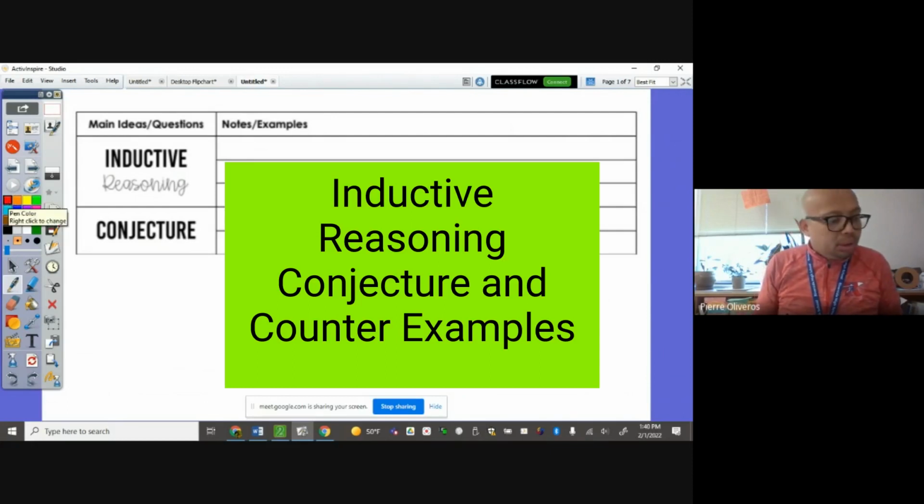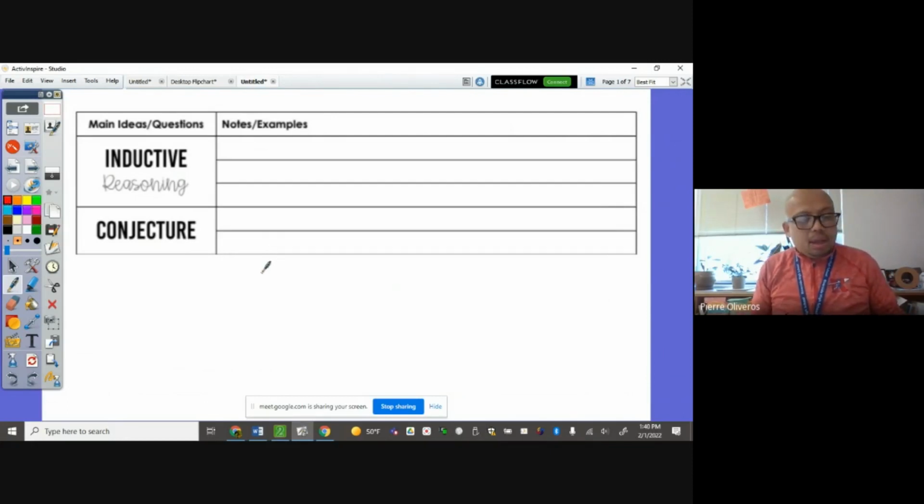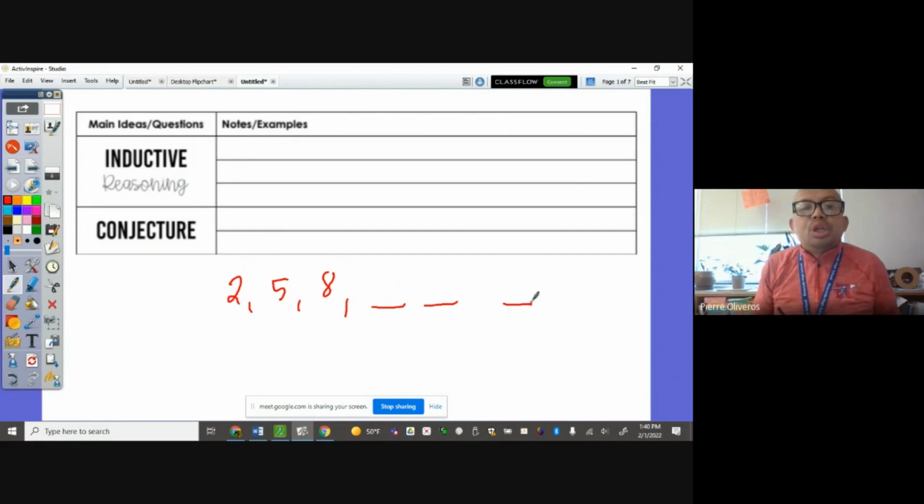Today we're going to learn about inductive reasoning and conjecture, together with finding a counterexample if we need to. So, what is inductive reasoning? For example, I give you 2, 5, 8. How would you know the next three numbers? Before you give me the answer, what you're doing now is inductive reasoning. You're trying to make a conclusion based on your observation and pattern.